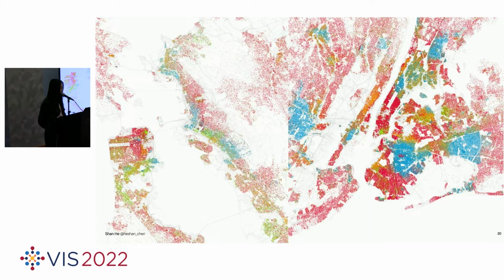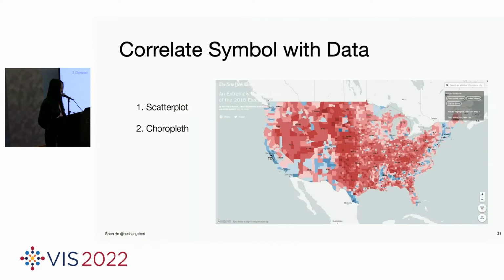This map shows the demographic breakdown of different ethnic groups in San Francisco and New York. The red area is where most of the population is white, the green area has most of, I believe, the Asian population, and blue is the African American population. So using this type of point or scatter plot based map, we can show abstract attributes such as a percentage of demographics.